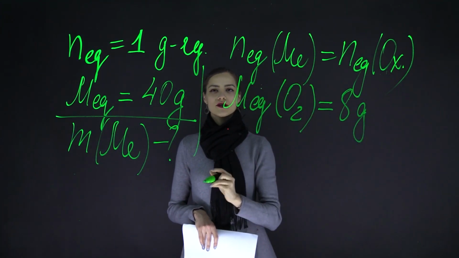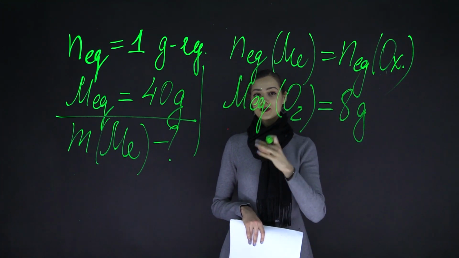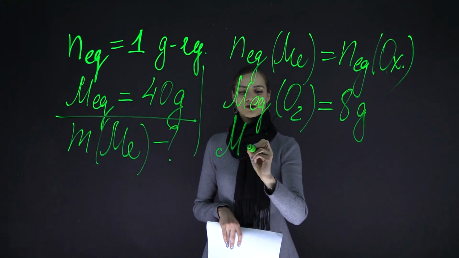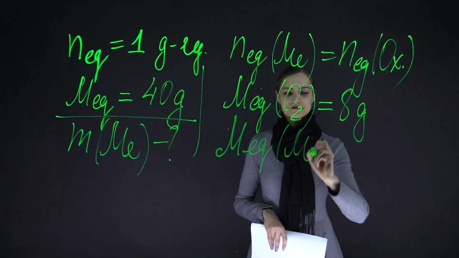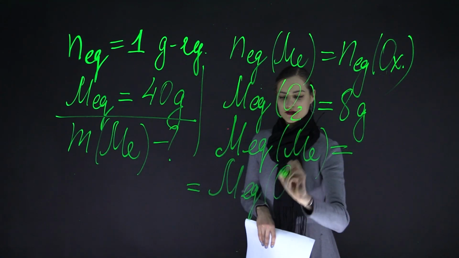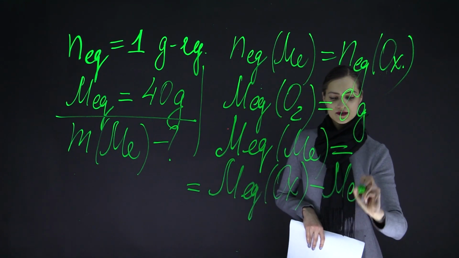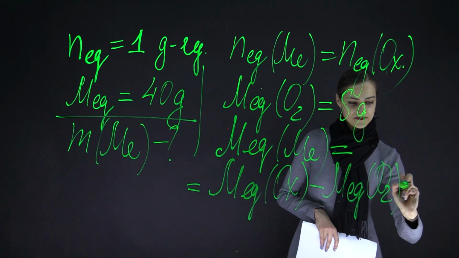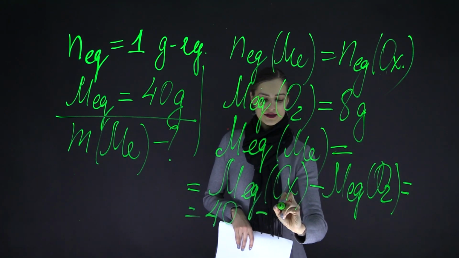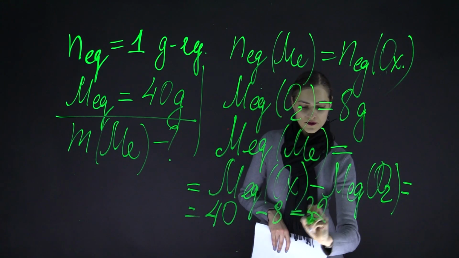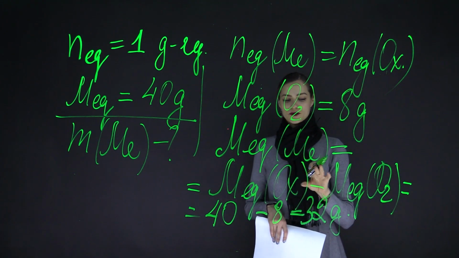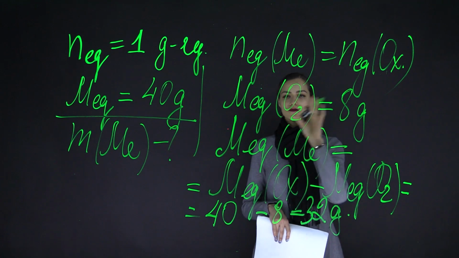And in this situation, according to Lomonosov's law, we can calculate the equivalent mass of the metal. It will be the difference between the equivalent mass of the oxide and the equivalent mass of oxygen. So, 40 grams minus 8 grams equals 32 grams. So in this reaction, we need 32 grams of metal to produce just one equivalent of oxide.